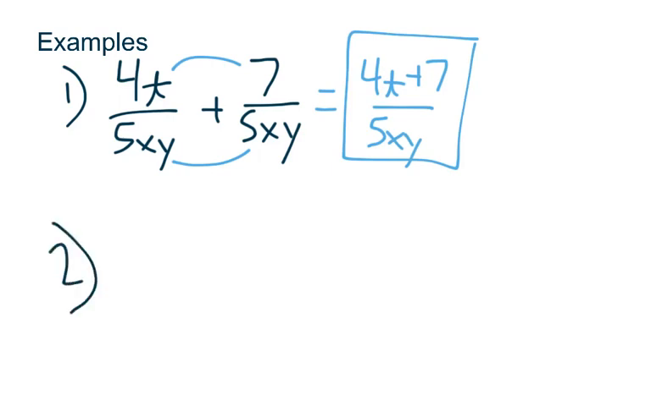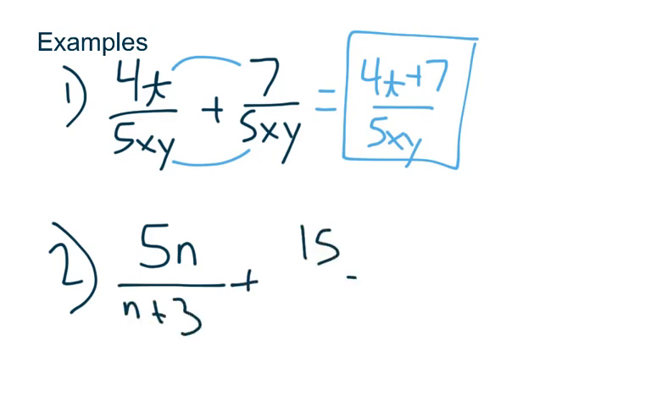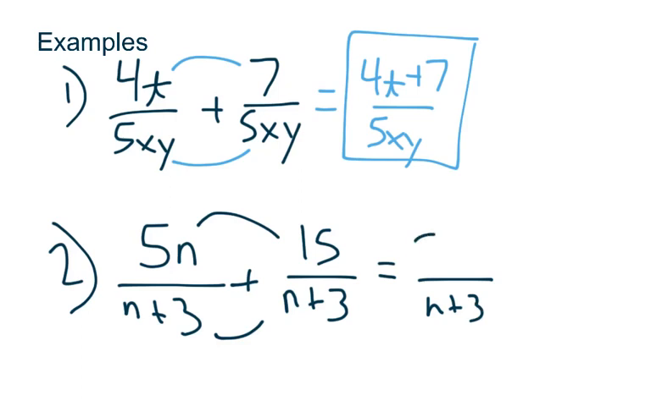Let's look at another example, and this one's a little more complex. Let's say we have 5n over n plus 3 plus 15 over n plus 3. As it stands, we have the same denominator, so we can just add these together. Our denominator is going to be n plus 3, and then here we have 5n plus 15.